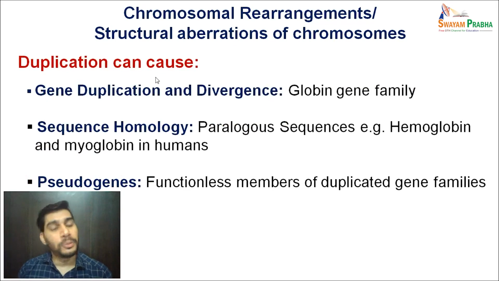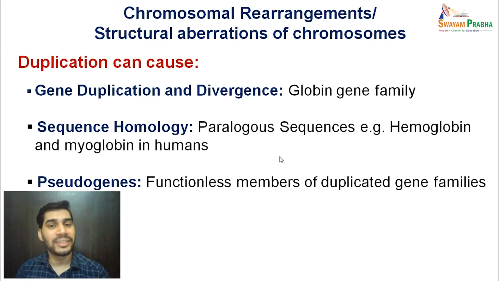The duplication can cause gene duplication and divergence. As in the previous lectures, we have seen the globin gene family. The hemoglobin and myoglobin both arise from the basic ancestral globin gene, which has been duplicated and diverged. So this is an example of the effect of gene duplication or chromosomal duplication. There can be sequence homology, the homologous sequences. For example, the hemoglobin and myoglobin in humans.